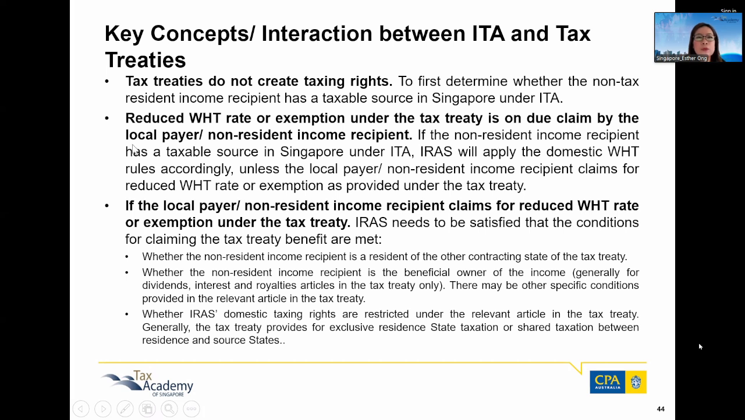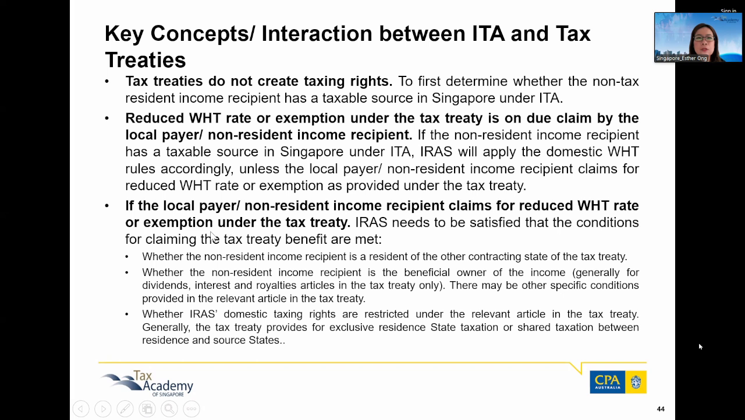And the second principle is that any reduced tax or exemption under the tax treaty is on due claim by the local payer or the non-resident. So IRAS will not automatically give you the reduced or exempt rate as provided under the tax treaty. It's only upon due claim. So if you know that you qualify, then you make the claim, and then IRAS will examine and see whether to allow you the reduced or exempt tax rate as provided under the tax treaty.